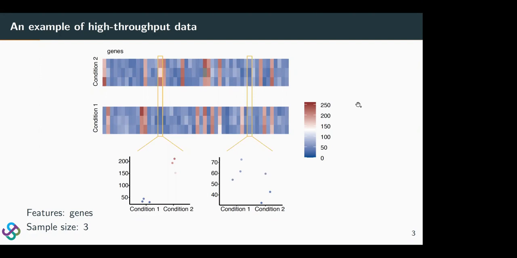I had a quick question. Why is it necessary to use a small sample size, or are there benefits to using a larger sample size, having multiple people who have condition 1 and multiple people who have condition 2?